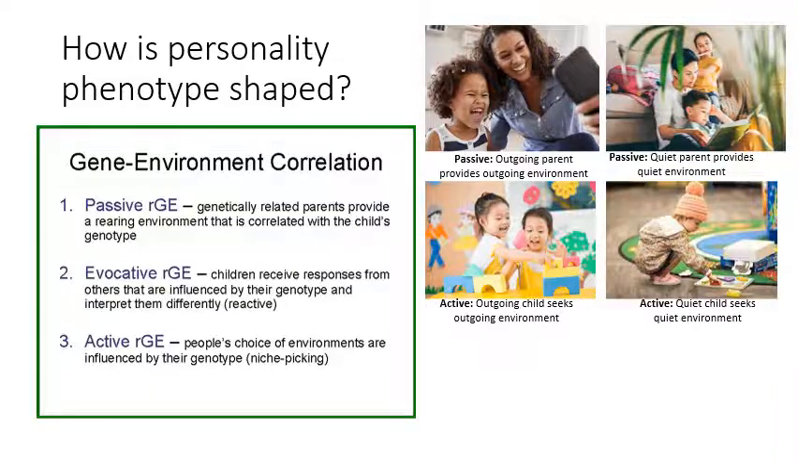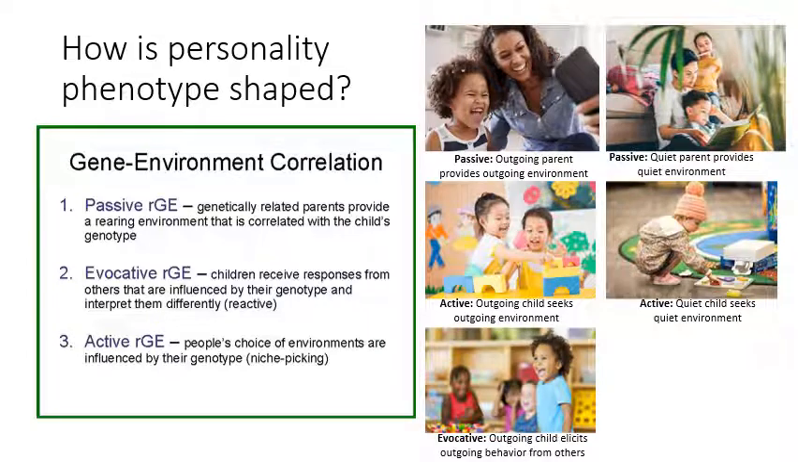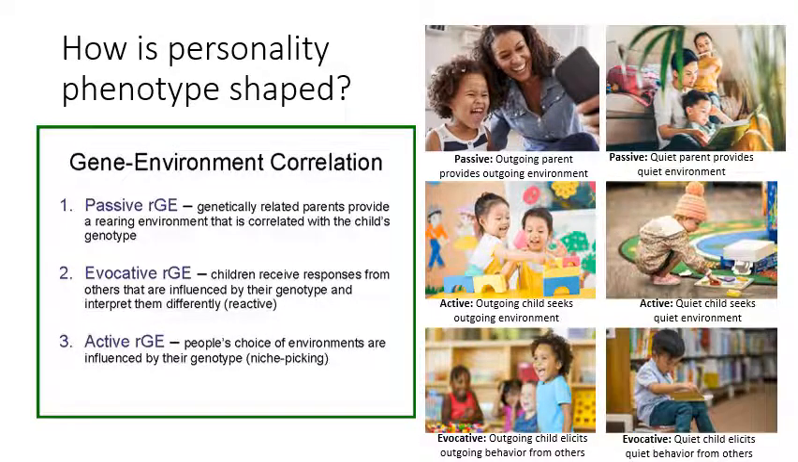And finally, evocative: children receive responses from others that are influenced by their genotype and interpret them differently. What this means, in another way of saying it, is that a child will bring out behaviors in another. So we're going to impact other people. So if I'm a really outgoing child, this one, well, look at the impact I'm having on these kids. Now they are feeling more social and laughy and outgoing. Well, I've evoked outgoing behavior in others. So now I've sort of created my own outgoing environment.